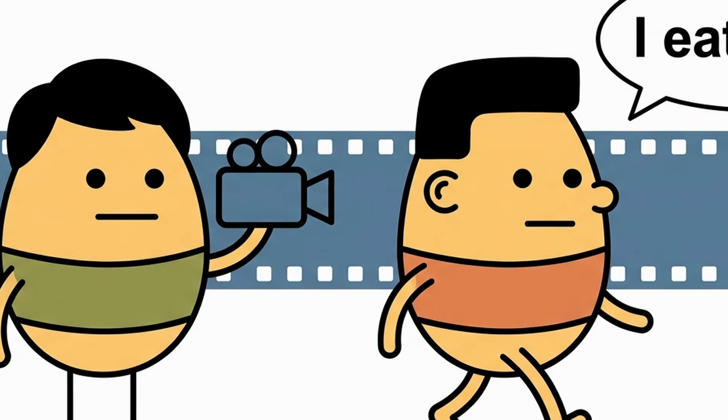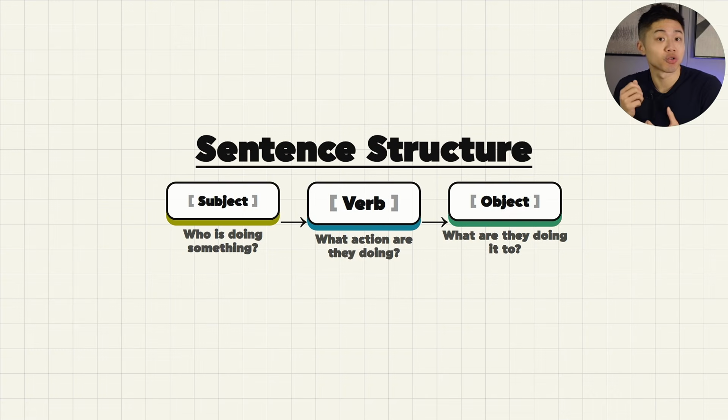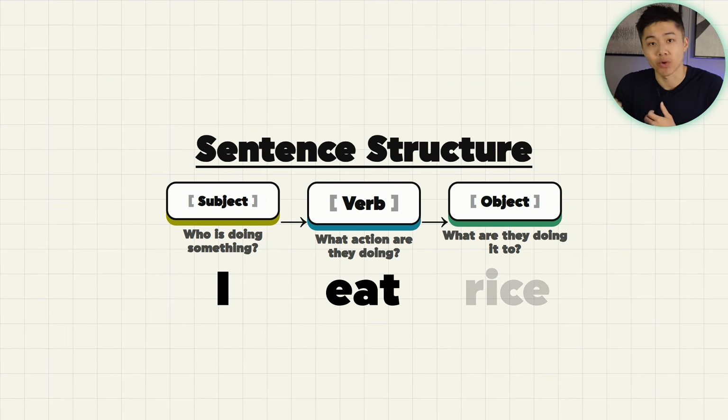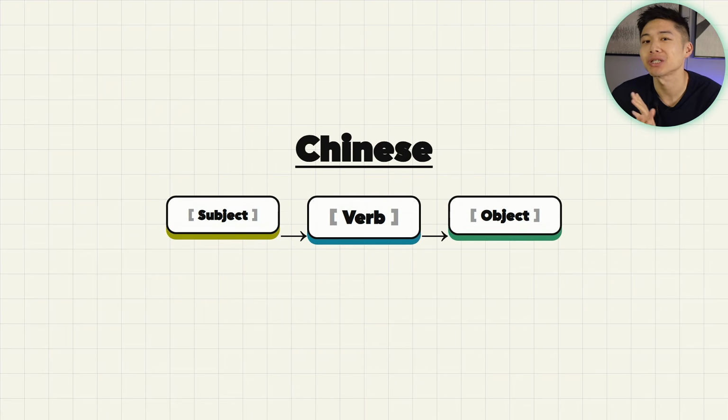Think of it like a cameraman following an actor in a movie. I eat rice. The camera follows the actor. I eat rice. In this case, the subject or the doer is I, the verb or the action is eat, and the object or the thing that the action is being done to is rice. Now, here's the good news. Chinese works the exact same way.